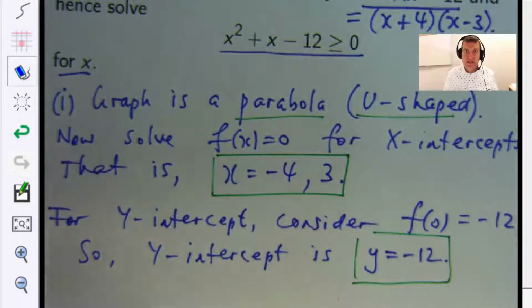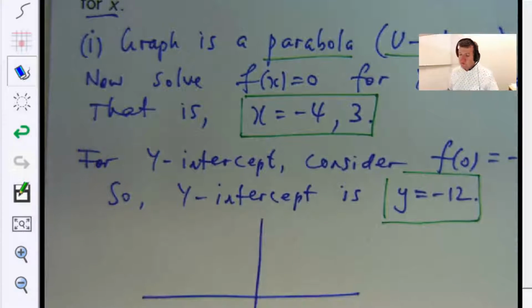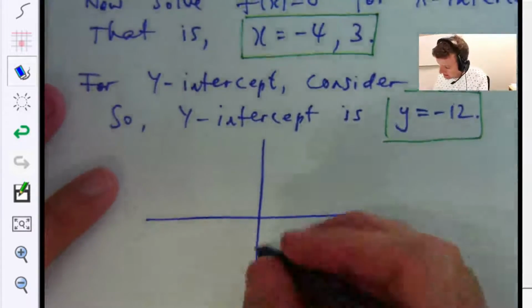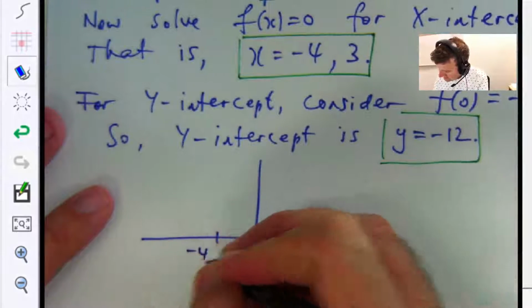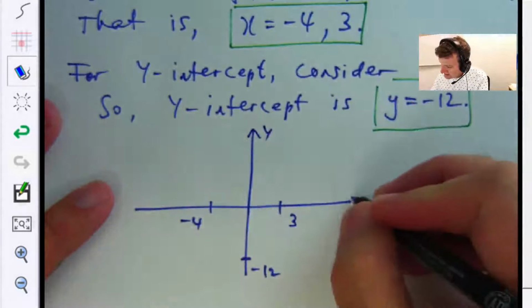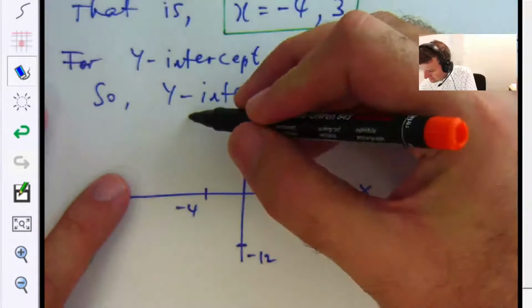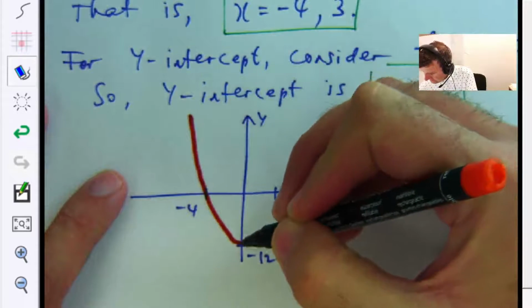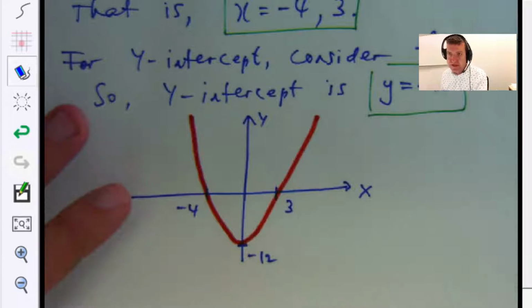Okay, so let's actually draw it now. If I draw my axes in like that, I'm going to go through negative 12 there. I'm going to go through, say, negative 4 there. And I'm going to go through 3, say, there. So here's the y-axis, here's the x-axis, and all I've got to do is sketch that out. Now it might not look exactly like that, but that's just a rough sketch. That's good enough for what we want to do with it. So that's the first part of the problem done.